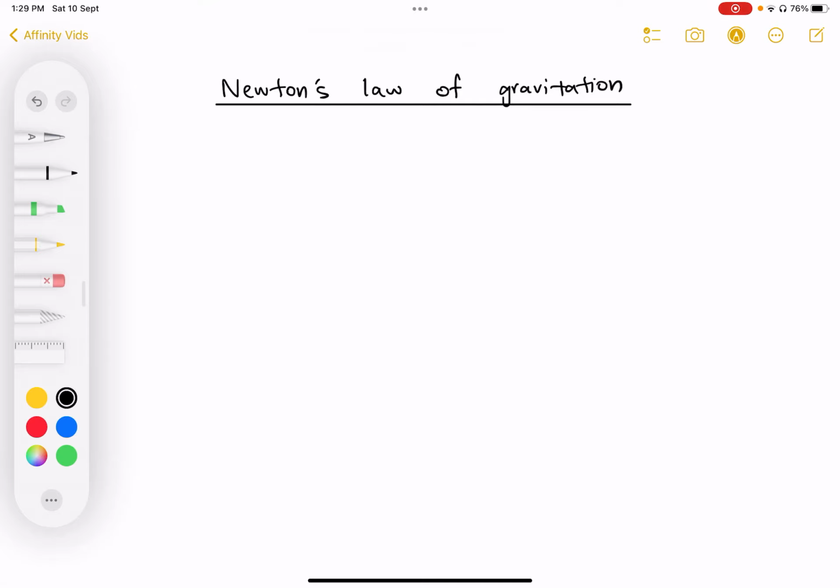Hello. So today we're going to be talking about Newton's law of gravitation, which is quite interesting. So first off, let's define Newton's law of gravitation. What is it? It basically says that the force between two objects is directly proportional to the product of their masses. So let's say the mass of object one and the mass of object two, and it's inversely proportional to the distance between these two objects squared.